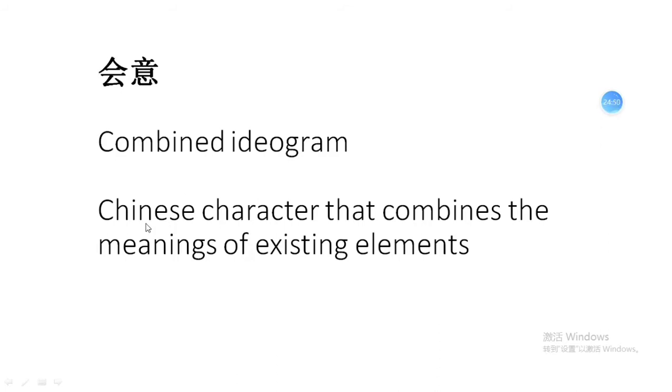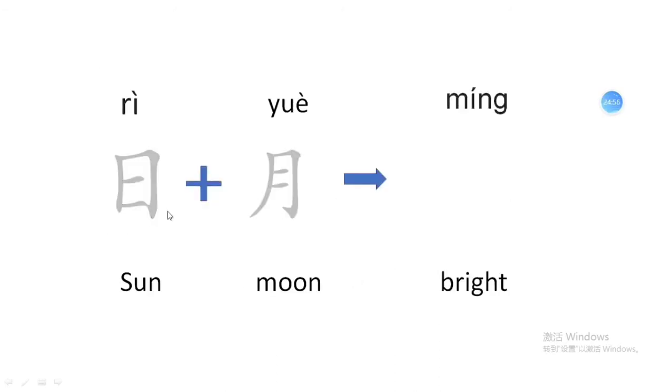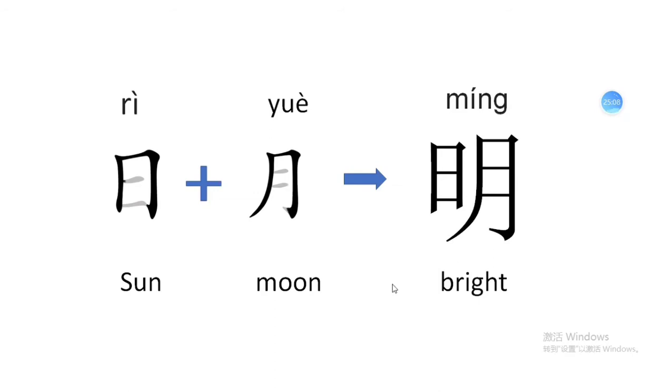Okay. So, next one is the combined ideogram. Means Chinese character that combines the meaning of existing elements. Let's have a look. For example, just now we have learned this character means sun, right? 日. This character means moon, 月. 日 plus 月 together, it means bright, bright. So this character is pronounced as 明, 明 means bright.